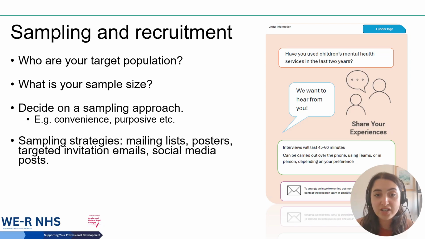Different sampling strategies include using existing mailing lists, putting up posters, sending out targeted invitation emails to people who meet your eligibility criteria, and posting on social media, for example on something like X, Blue Sky, or LinkedIn. One word of caution if you do choose that latter approach.